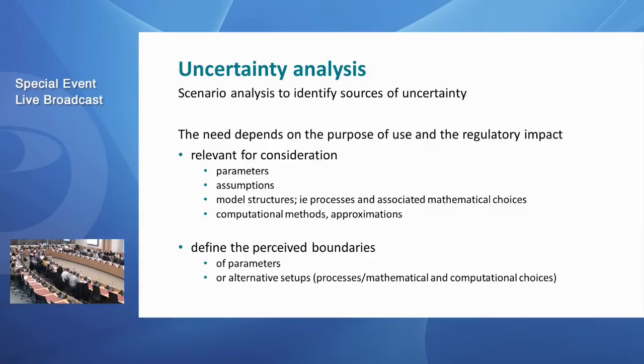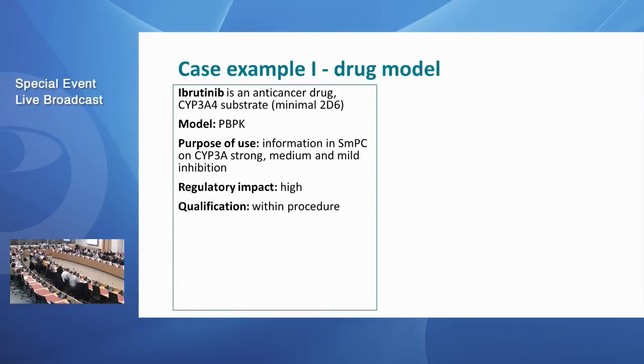The first example is an anti-cancer drug, CYP3A4 substrate with some very minimal 2D6 involvement. The model is a PBPK model. The purpose of use was to place information within the SmPC on inhibition with medium, strong, and mild inhibitors. So that's a high regulatory impact. It's going into the SmPC. The qualification was done within the procedure. And I think there was general agreement that in this ballgate we're okay.